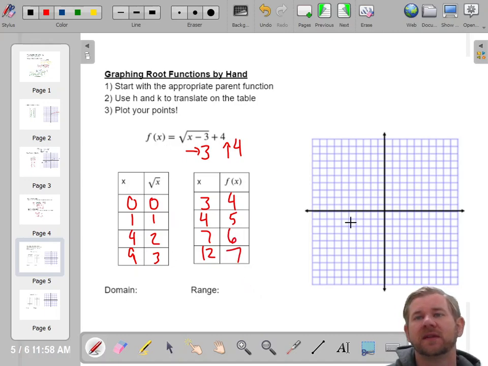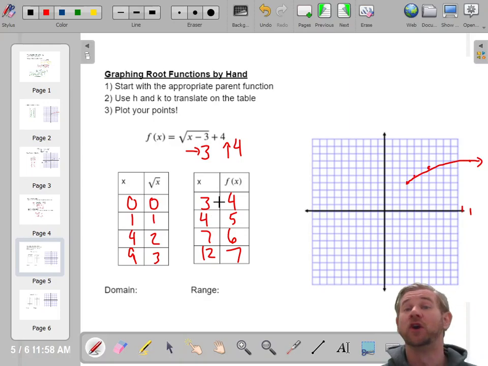Let's plot those points. 1, 2, 3, 1, 2, 3, 4, right there. That's where I'm starting. 4, 5, 7, 6, and lastly 12. I'll put a couple extra tick marks there. 12, 7. So this looks like that. That's the radical.